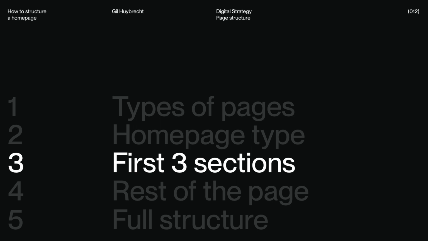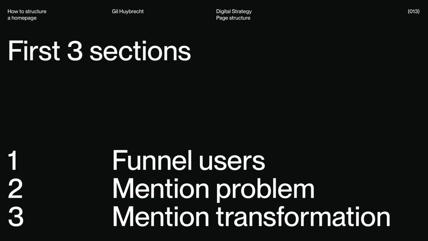Let's talk about the first 3 sections. The main thing we want to do in these 3 sections is funnel the users towards the conversion page of the site. We do this by talking about the problem and the main emotional benefit or transformation. People don't buy products or services, they buy transformation that the product or service will bring them. Always keep that in mind.